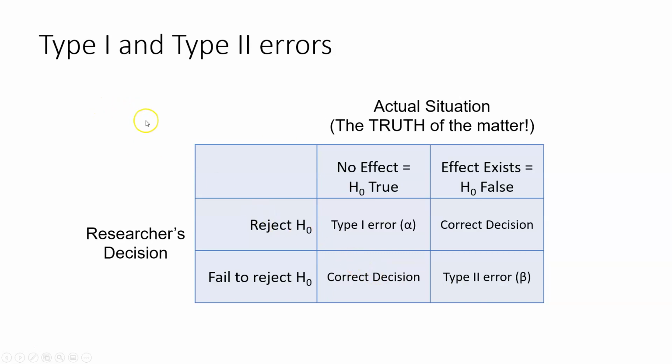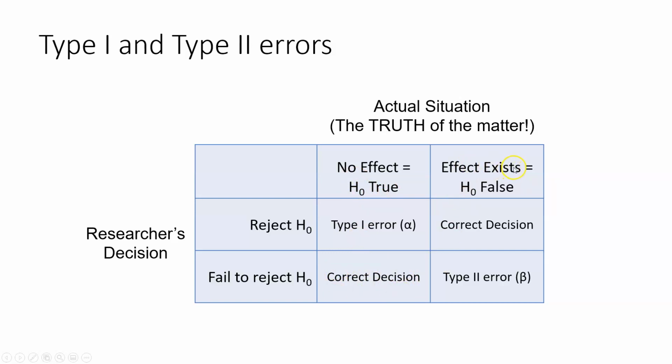This table illustrates what type 1 and type 2 errors are, given a researcher's decision and the actual situation, the truth of the matter, what's really going on. Now, only God knows this, the truth of the matter. But the researcher is having to make some inferential decision, some guess about what really is happening, even though they don't know for sure. So, if there is no effect, and the null hypothesis really is true, and the researcher fails to reject the null hypothesis because it really was true, they would be making the correct decision.